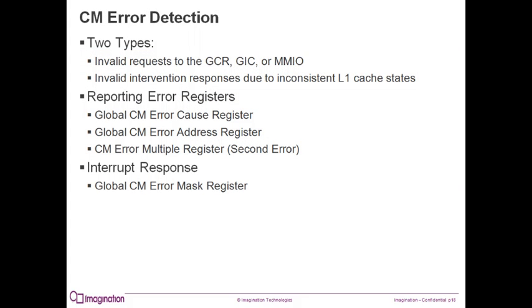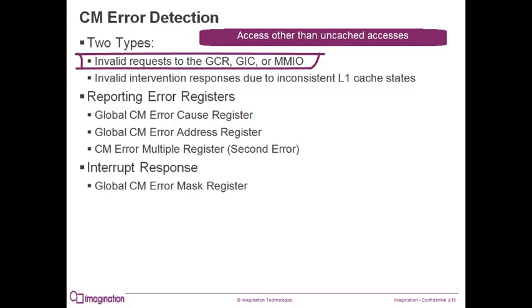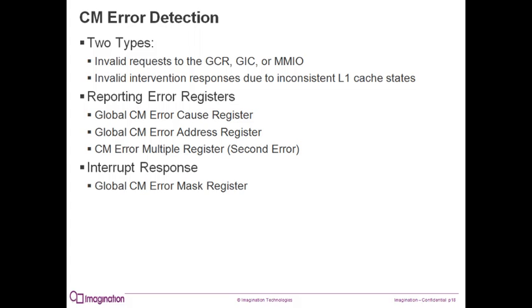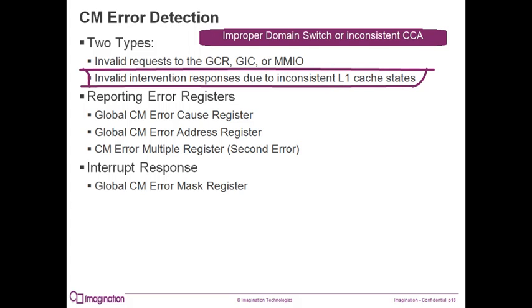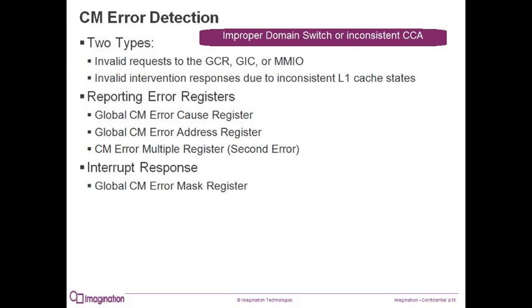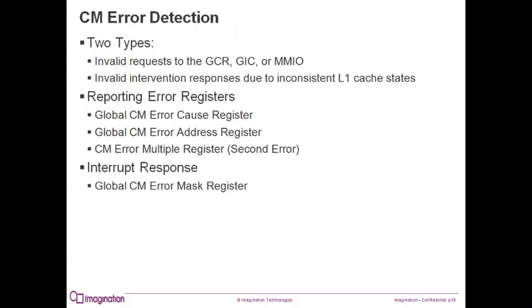The Coherency Manager can detect an invalid request to the GCR, the Global Interrupt Controller, or the Memory Mapped I/O controller. These invalid requests are usually caused by trying to access these controllers through something other than uncached accesses. It can also detect an invalid intervention request due to inconsistent L1 cache states caused by an improper coherence domain switch or inconsistent cache attributes between two CPUs for the same cache line.